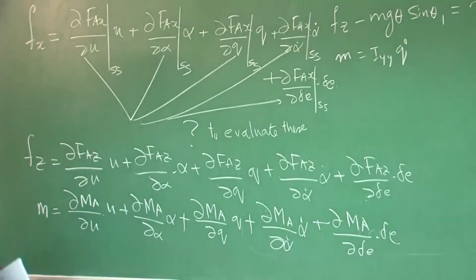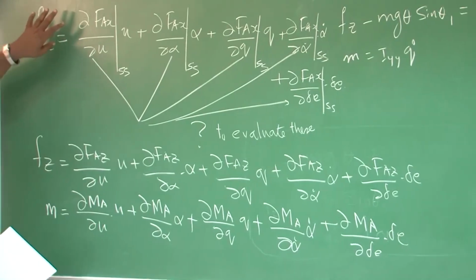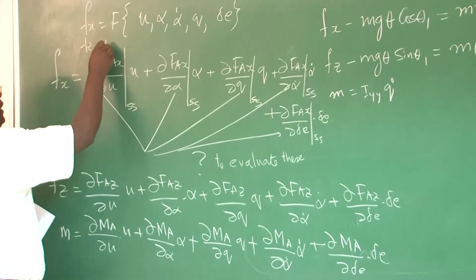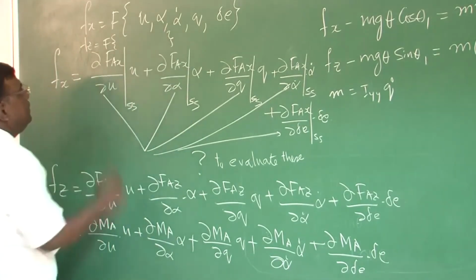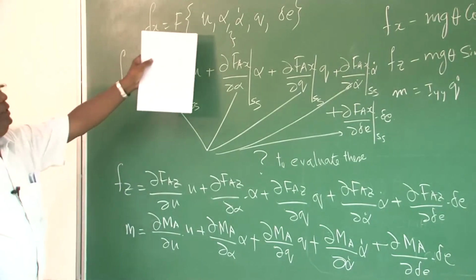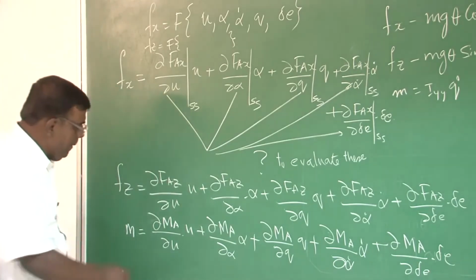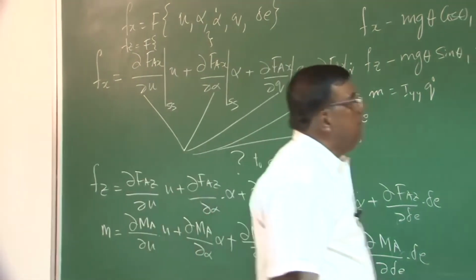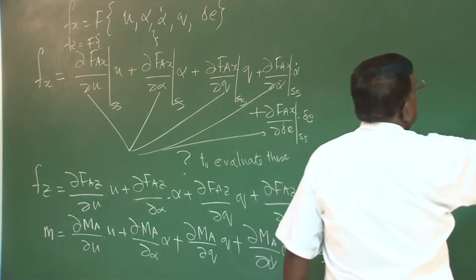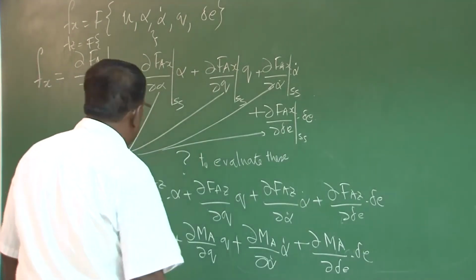So mechanical. Once I write this, I also assume that Fz is also a function of these variables. Similarly, once I write this, I also assume that m is also a function of u, alpha, alpha dot, q and delta e. So this is the first part. Okay. Now let us take one by one and see what little bit of mathematical manipulation is required to get some meaningful answer.